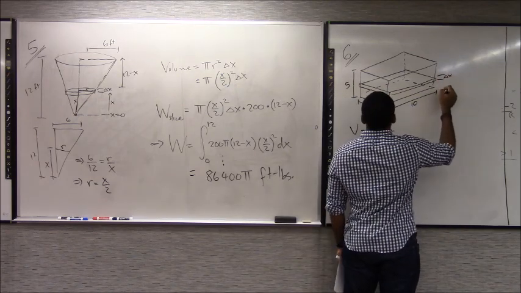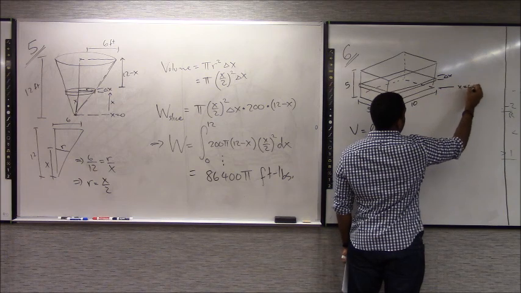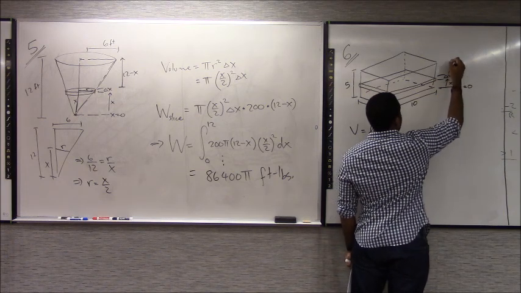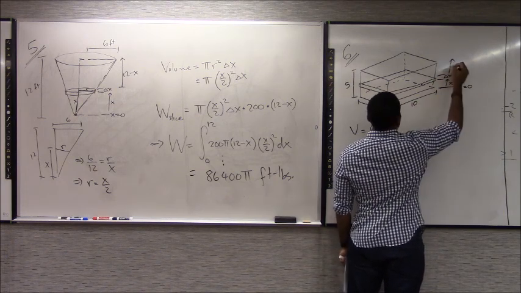What you're going to want to make sure is that you set up your origin. X equals 0. This is at a height of x. And the distance that's left is 5 minus x.